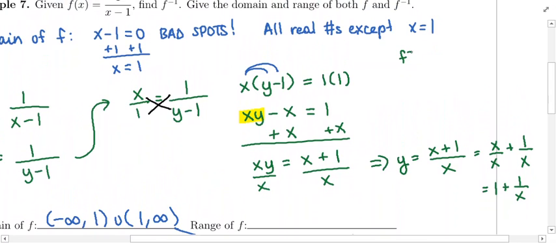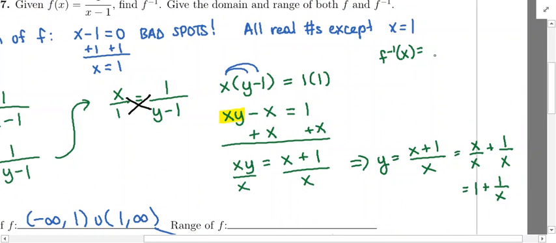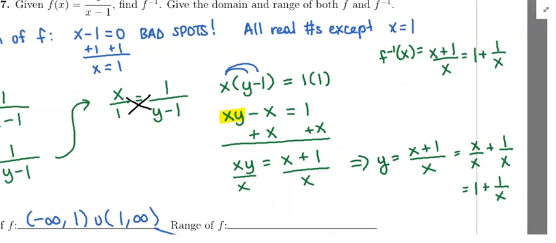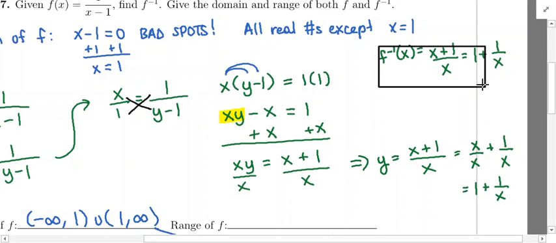f inverse of x, there's two ways you can write it. Either one is acceptable. You can write x plus 1 all over x. That's the same thing as 1 plus 1 over x. This is the inverse function. All right, so let me box this.